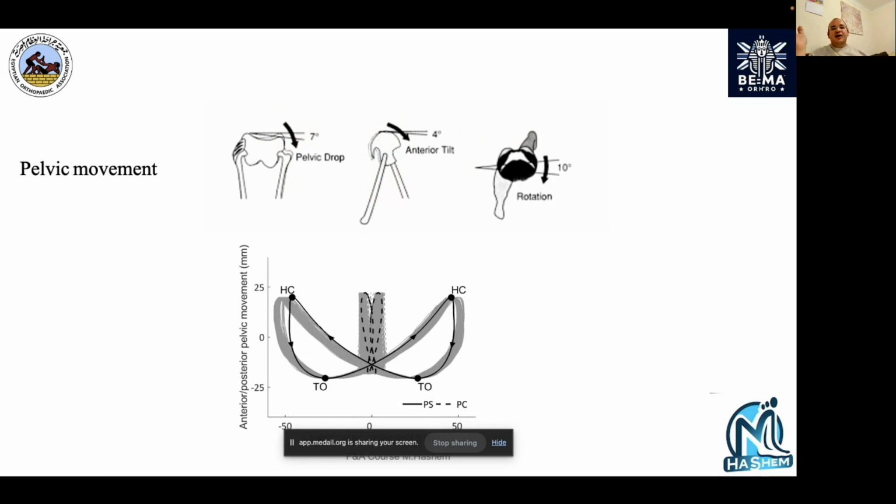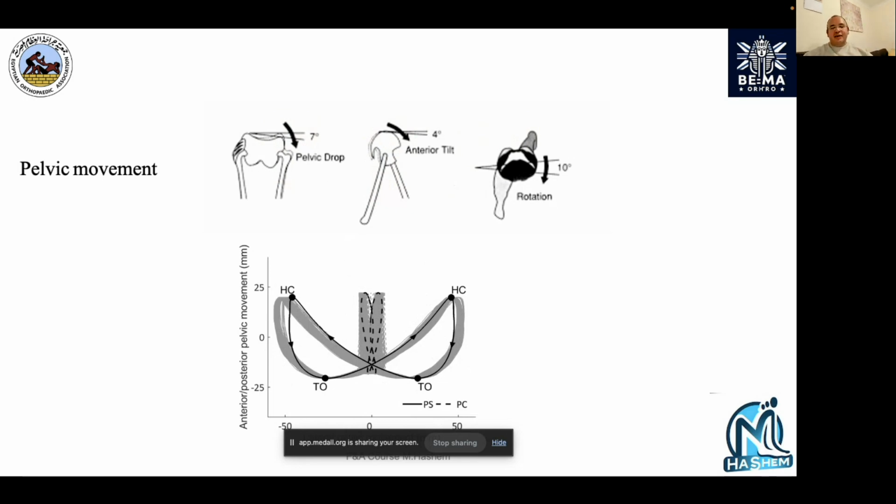Then the abductors pull it back up. At the same time, your pelvis moves 4 degrees anterior tilt and rotates 10 degrees between both sides to make this H-shape coordinated movement of the pelvis to allow you to go with a normal gait. Don't waste your time understanding a lot about the pelvic movement because, yeah, it does nothing.